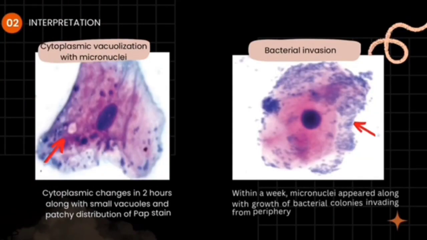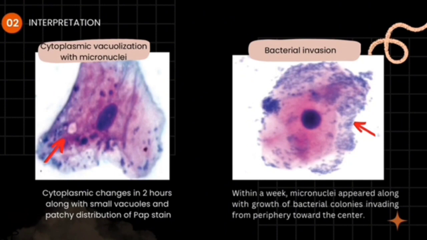As a result of delayed fixation, it can cause degenerative changes in cells. As in the picture I attached, it indicated that the cytoplasm was changing, with small vacuoles and a patchy distribution of pap stains. Within a week, micronuclei appeared, along with growth of bacterial colonies, invading from the periphery toward the center.